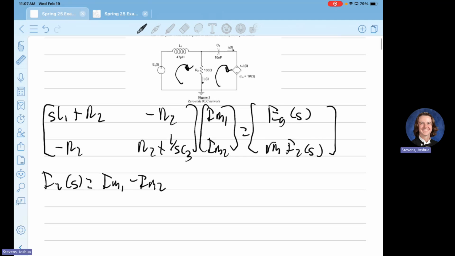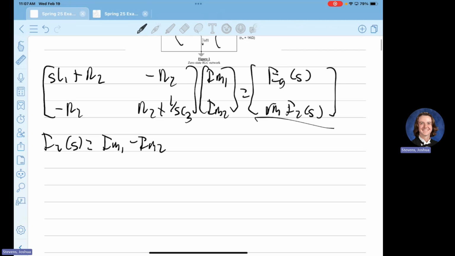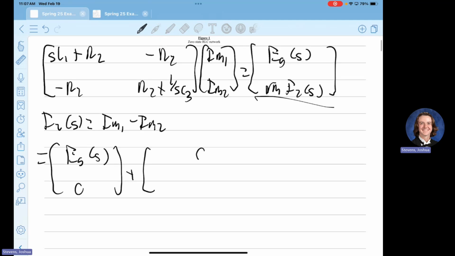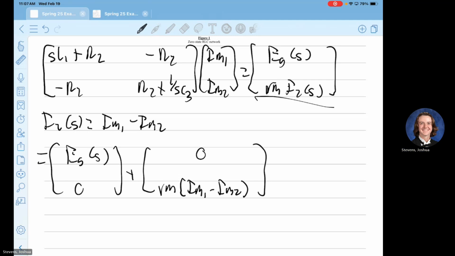All right. I'm just going to take the source matrix and transform that. So that will become, I want to separate it into our independent. That's not supposed to be a 0. That's supposed to be a S. Independent and dependent. So like we said, 0, RM times IM1 minus IM2 right there, right? So what do we do now in terms of transforming that matrix?